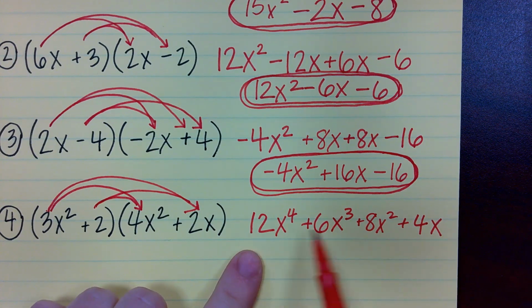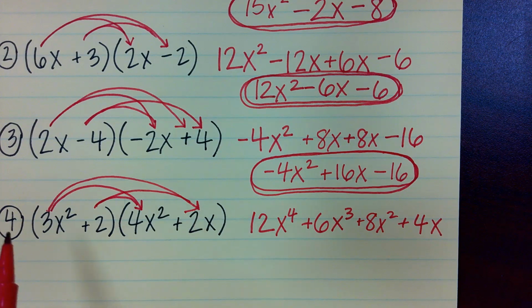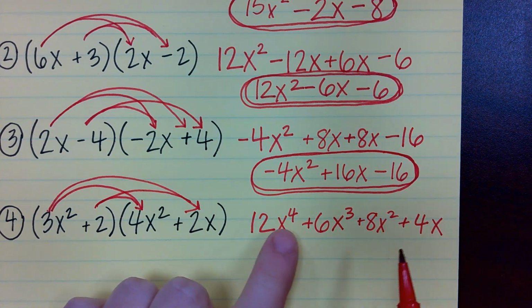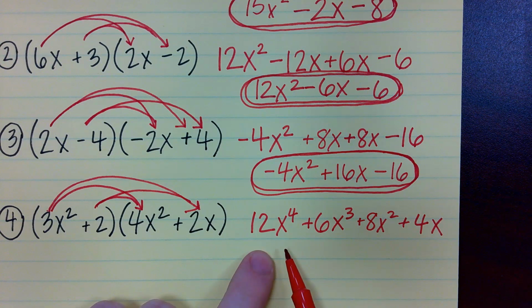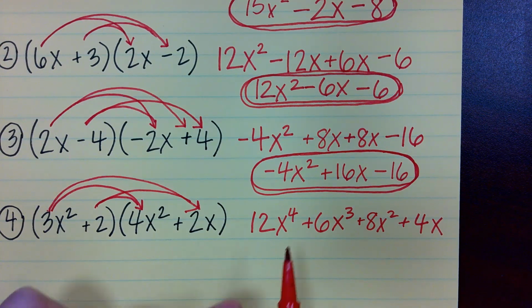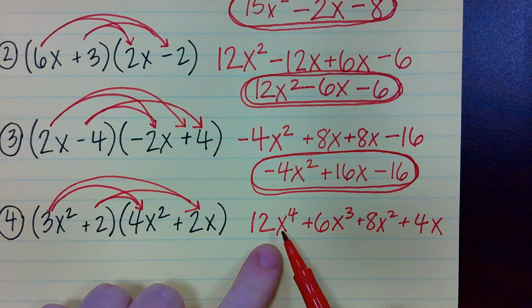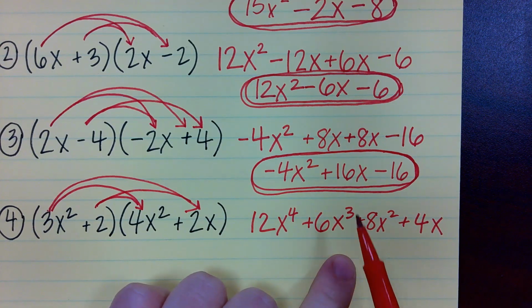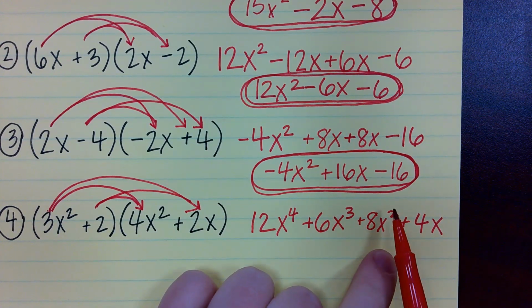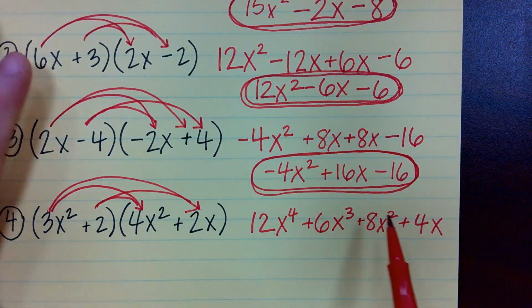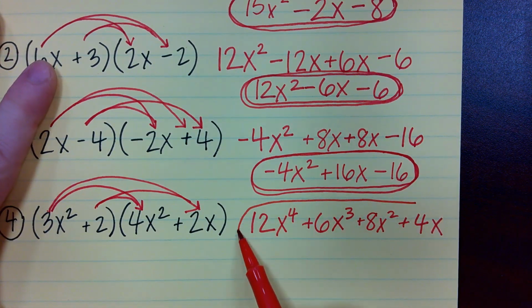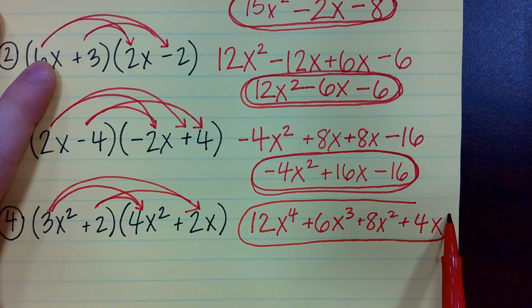Whenever we get to the final step, we've done all our foiling and our multiplication. Remember, like terms are only like terms if they have the same variable and the same exponent. So I've got x to the 4th power, x to the third power, x to the second power, and x. None of these are the same, so that is my answer. I circle it.